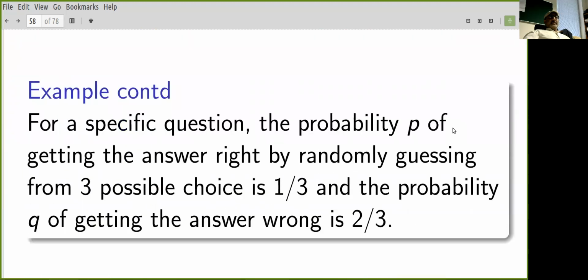Okay. So you're going to do random guessing. So there are 5 trials here. On each one, you're going to guess randomly. There are 3 choices each. So if you're guessing randomly, the probability of getting that right is 1/3. P is equal to 1/3. And the probability of a failure is 1 minus P, which is equal to 2/3.